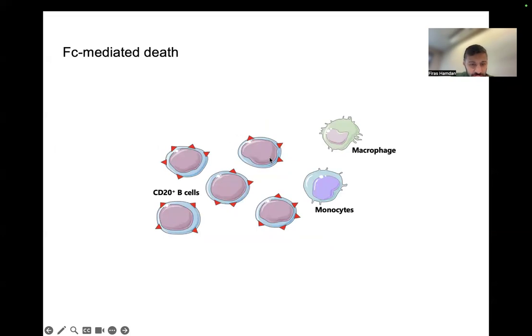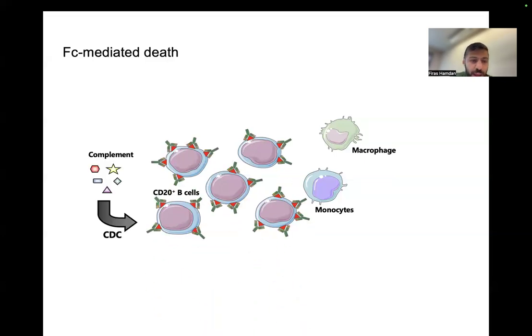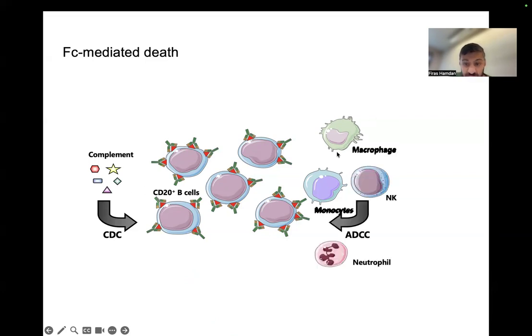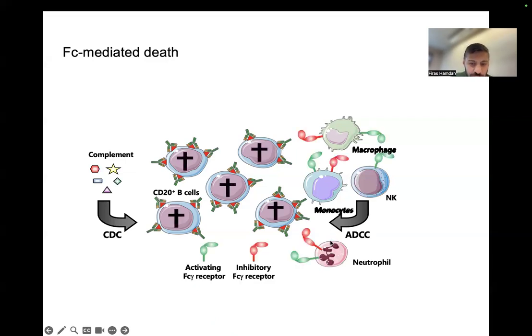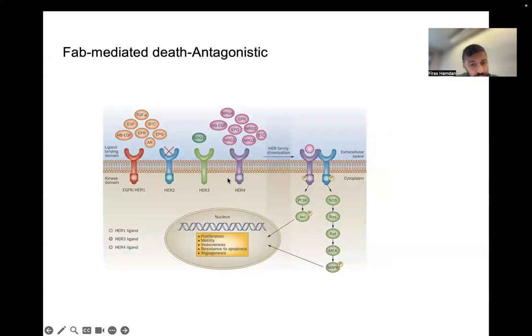Let's imagine these are your malignant B cells, and this red triangle is CD20. You get your antibody that binds to CD20, and what can happen is your complement system gets activated, or macrophages, monocytes, neutrophils, or NK cells come in to kill them. As we know, your IgG antibodies can induce the classical pathway of complement. Complement starts to kill your tumors, or the antibody binds to Fc receptors on your immune cells, and you have their death.